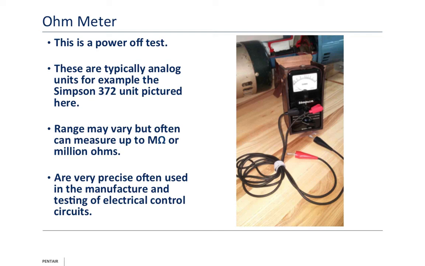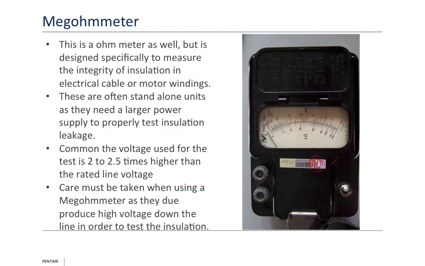But not to say I want you all to get rid of your Simpson 372. They still do very good measurements when you're looking at measuring the resistance on the winding and such. But in our industry, I can kind of tell you honestly, they're fading and fading fast.